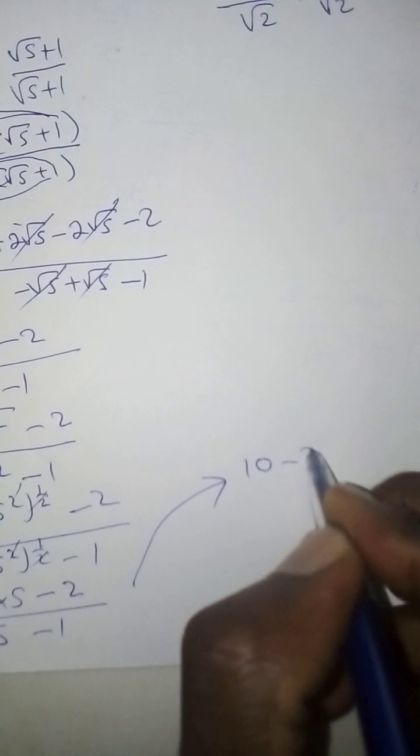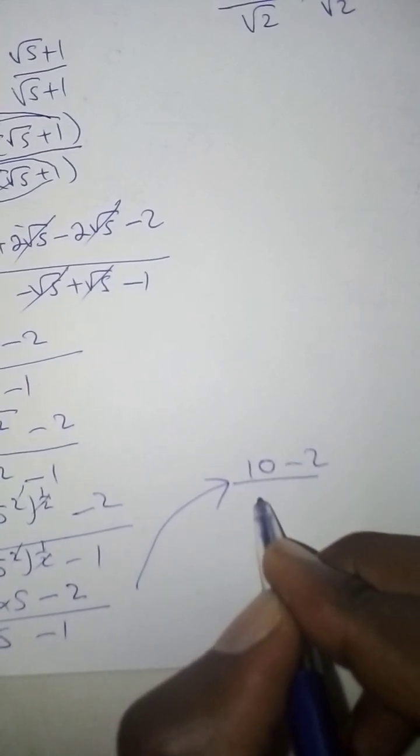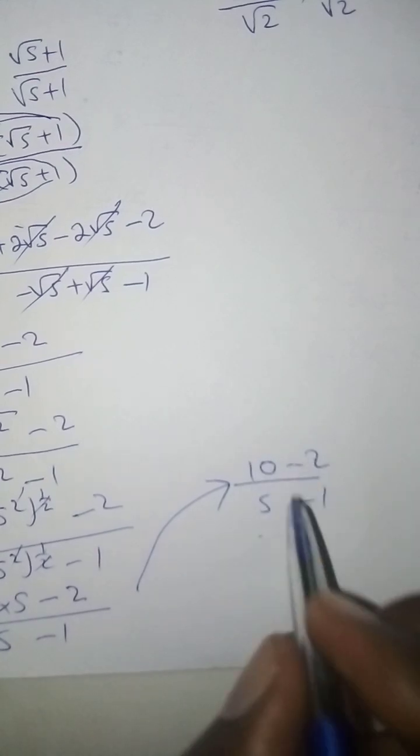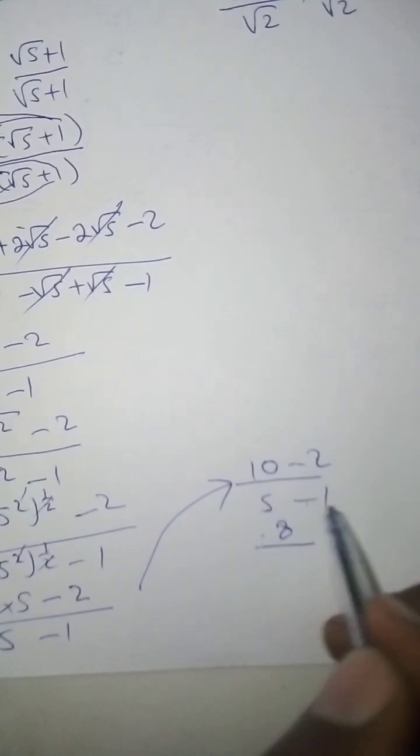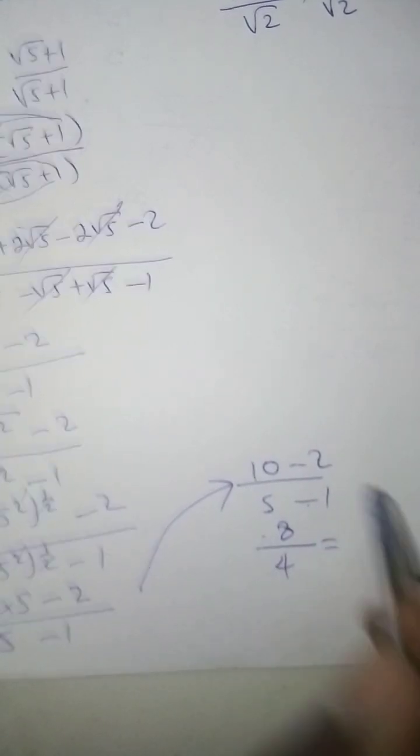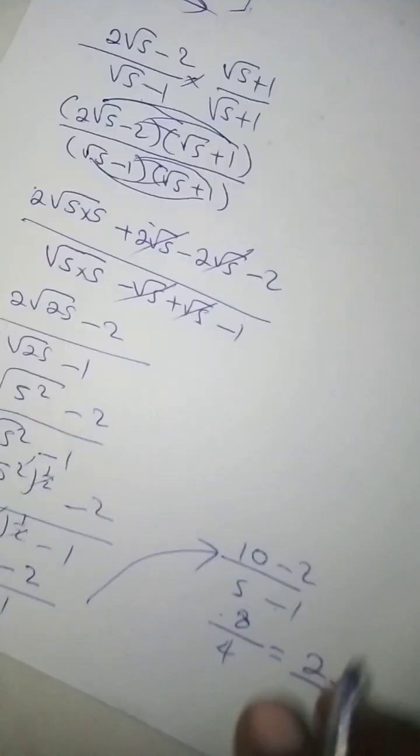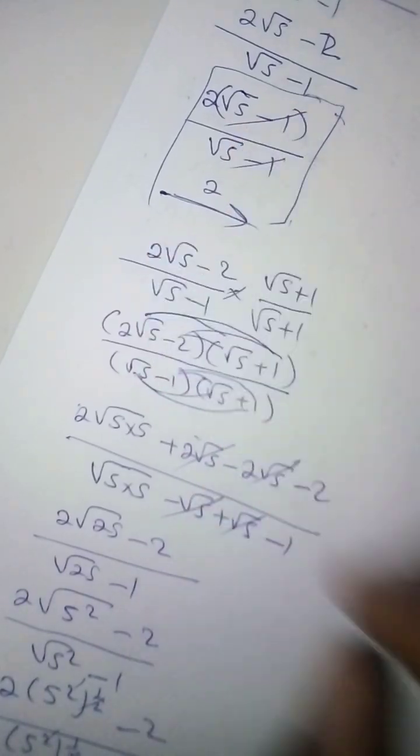So now from here, we have 10 minus 2 divided by 5 minus 1, which is 10 minus 2 is 8, and 5 minus 1 is 4. This would be equal to 2. So you see, our answer is the same as the one we got when we factorized.